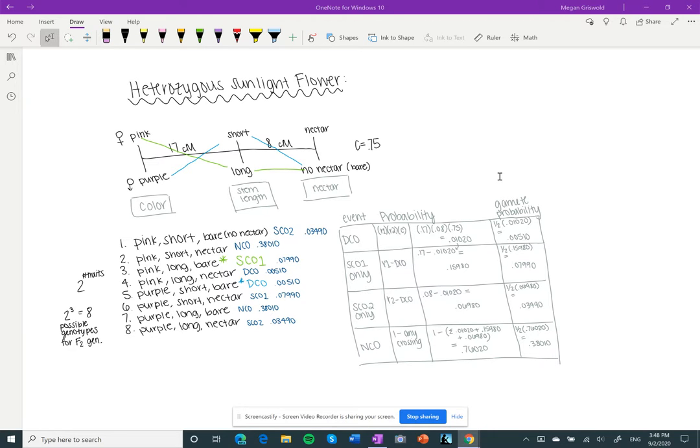To get the gamete probability for the pink, long, bare SCO1 flower, we take the recombination frequency percentage and subtract it from our DCO probability to get 0.1598. Multiply that by a half to get your gamete probability.